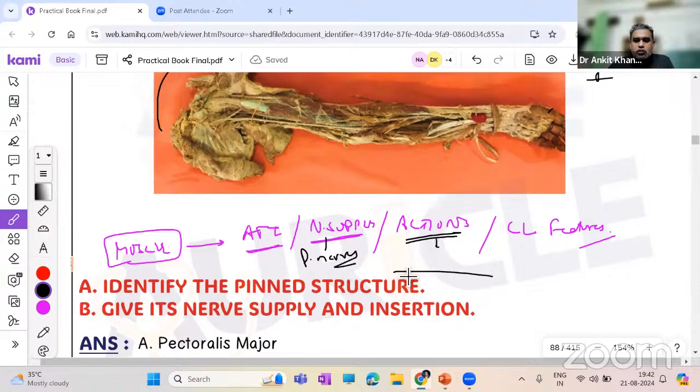Action is something you should be clear about. Here, not much confusion should be there. If you have answered the attachments, then actions you should answer. Because as I've said earlier also, the actions are when a muscle contracts, so whichever joint moves, that is the action of that particular muscle.